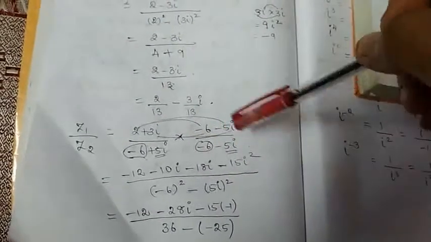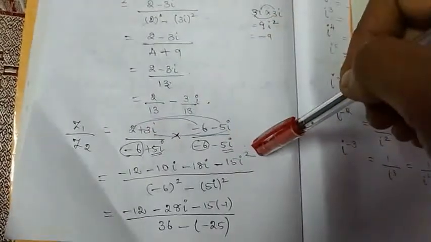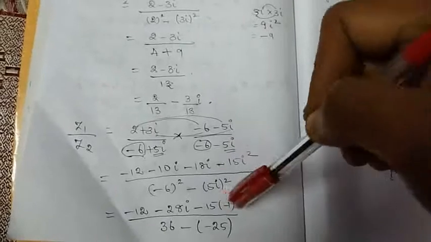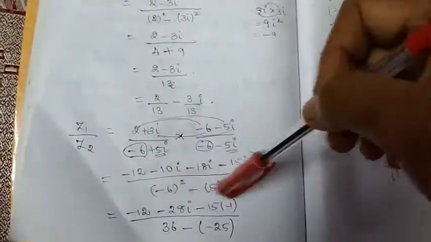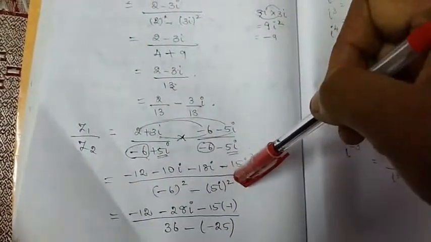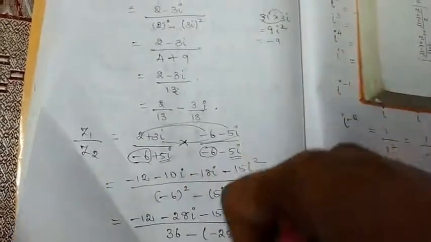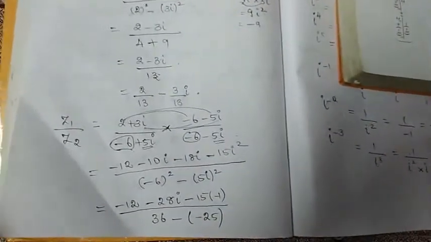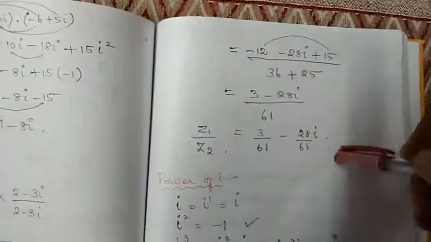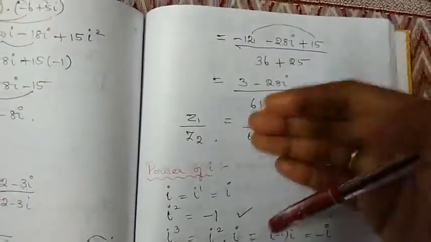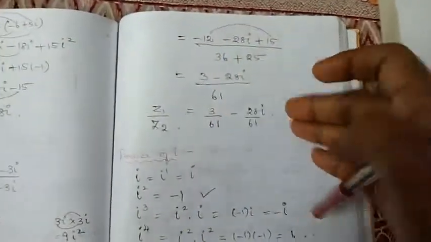Then we can simplify. When you are multiplying, if you get i square, be careful, it will become minus 1. So it will become the real part. Then in the denominator, i square will become minus 1. Minus into minus, it will become plus. So do the calculations carefully. And then you have to simplify and write it as a real part plus the imaginary part.